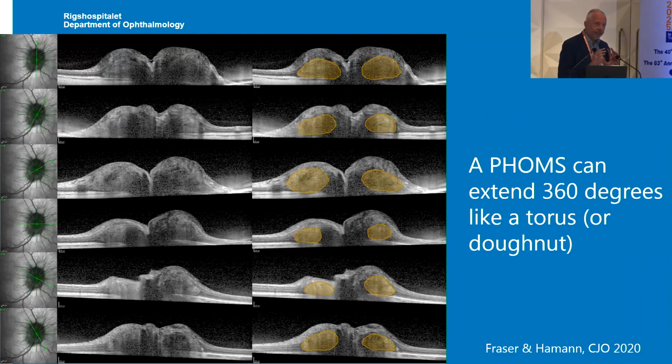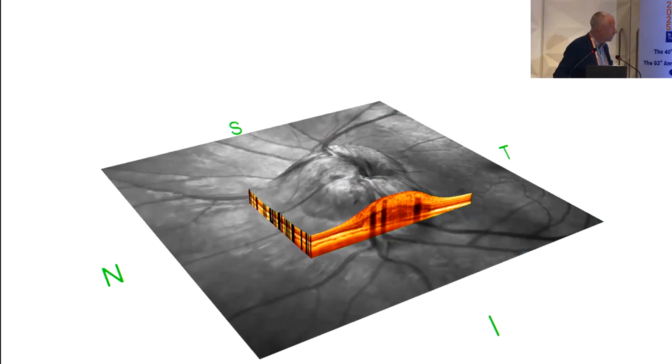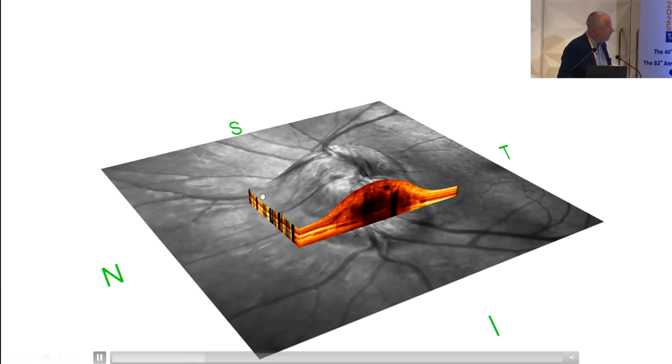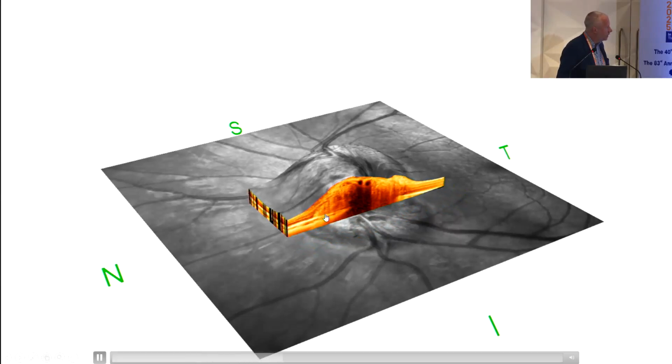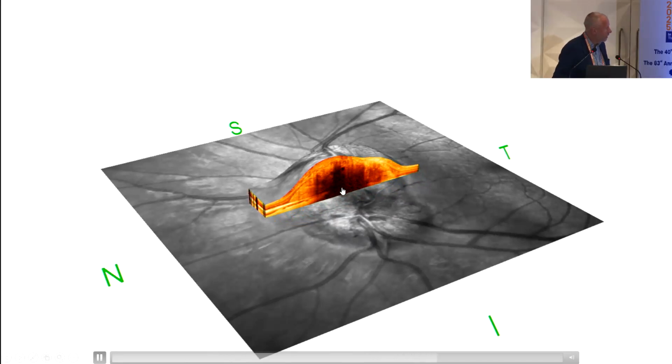So a FARMS starts in the nasal part of the disc, and it can extend all the way surrounding the optic disc like a donut or a torus. So you can actually do a little video in some of the OCT machines where you can follow the FARMS all the way surrounding the optic disc.